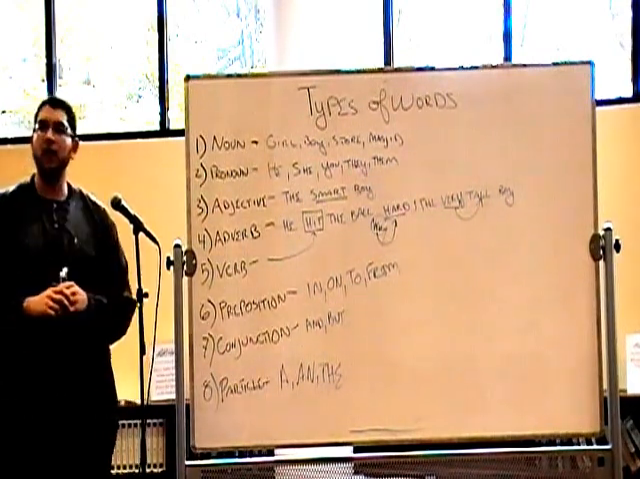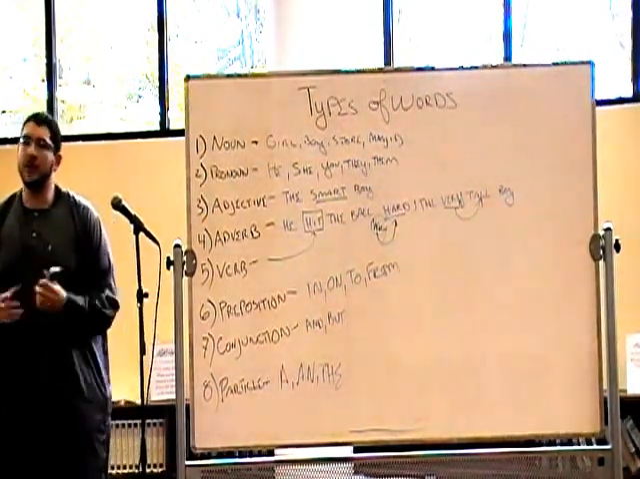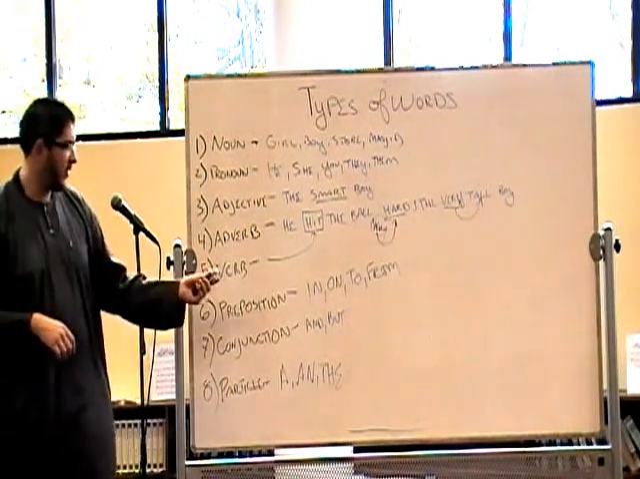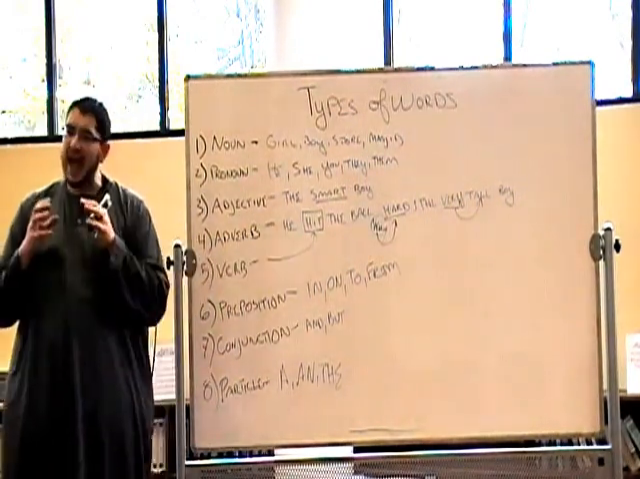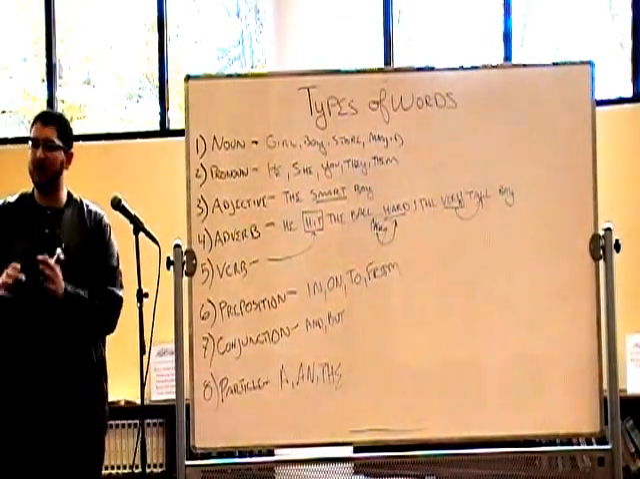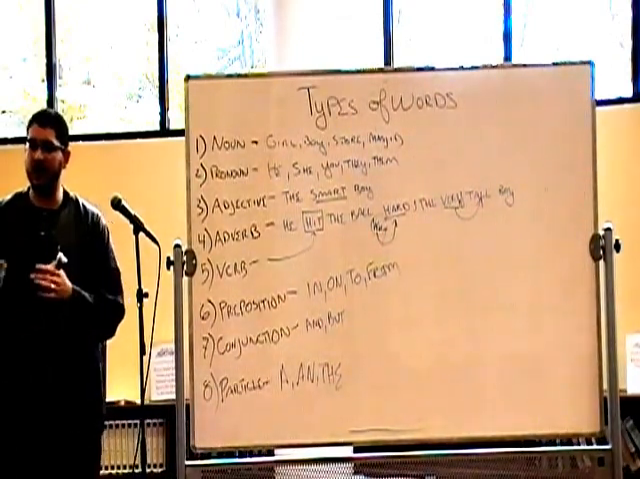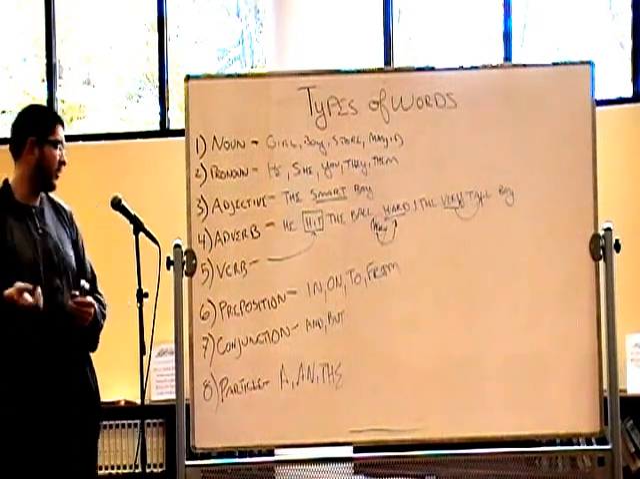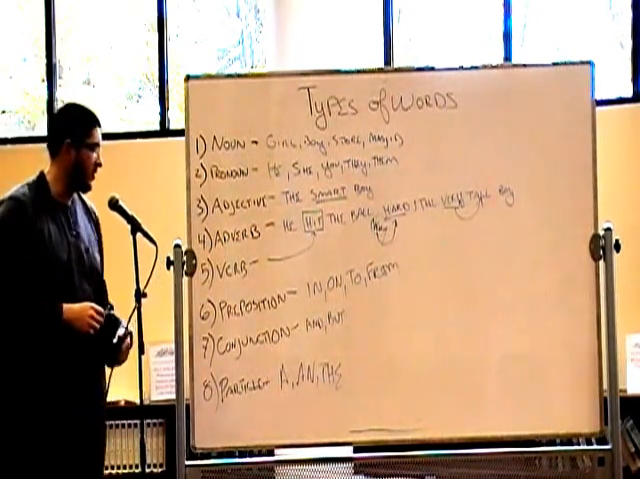Number five, verb. Verb is very simple. What we have here is hit. So, a verb is an action according to time. It's in past, present, or future. That's what a verb is. Hit, write, create, etc.